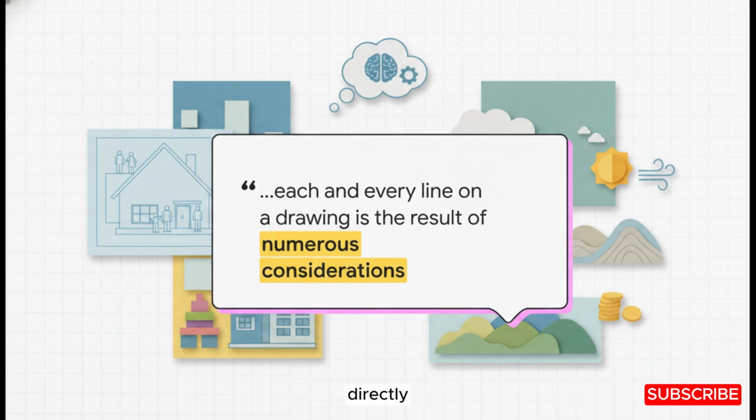To quote directly, each and every line on a drawing is the result of numerous considerations, such as function, structure, comfort, economics, and aesthetics. You see, a fully integrated approach is required here. Sure, that line might define a wall, but exactly where that wall goes? Well, that depends on analyzing psychological requirements, the physical topography of the plot, the direction of the wind, and of course the owner's budget. Every single dimension is a highly calculated decision.